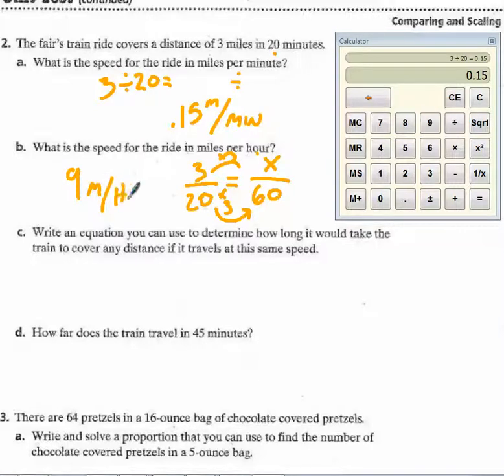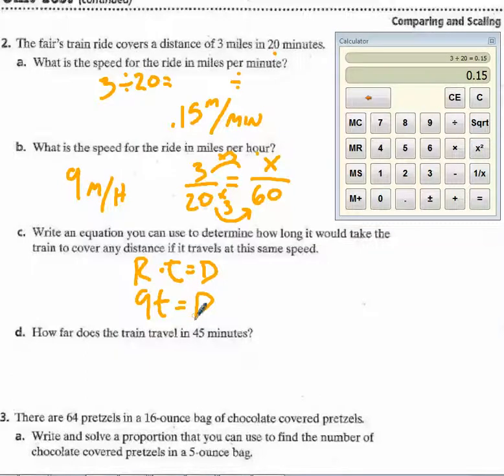Write an equation that you can use to determine how long it would take for the train to cover any distance if it travels at the same speed. Well, we know that rate times time is equal to distance. My rate is 9 miles per hour. I don't know my time, because it says you can determine any time at this speed, and that equals the distance I travel.